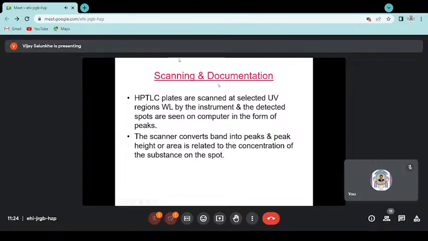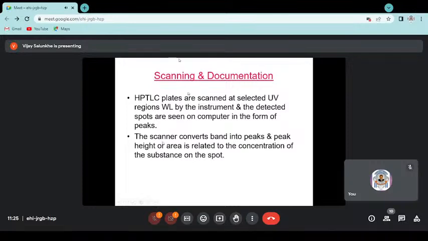In scanning and documentation, scanning is generally done by densitometer scanning using TLC Scanner 3 or 4. That is quantitative analysis. HPTLC plates are scanned at a selected UV region by that instrument, and you can see the spots on the computer in the form of peaks. The scanner converts bands into peaks.